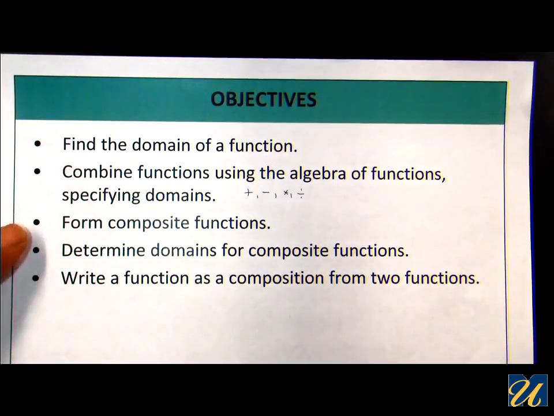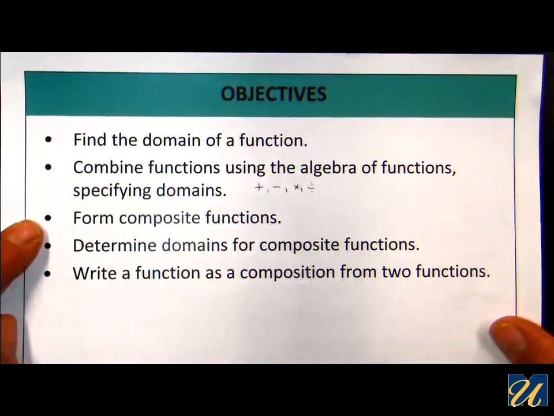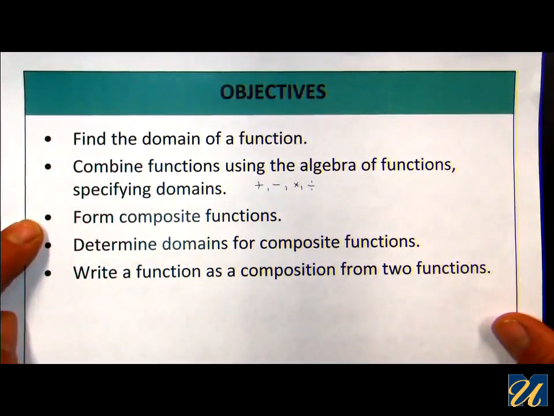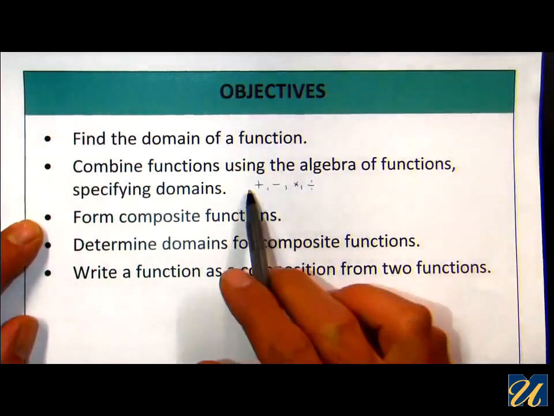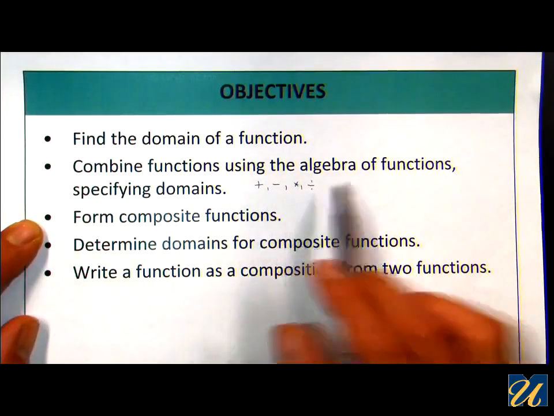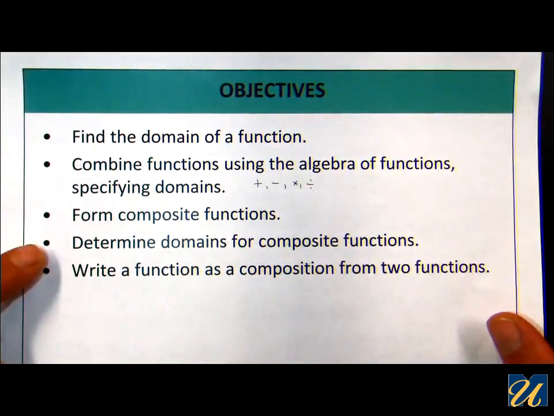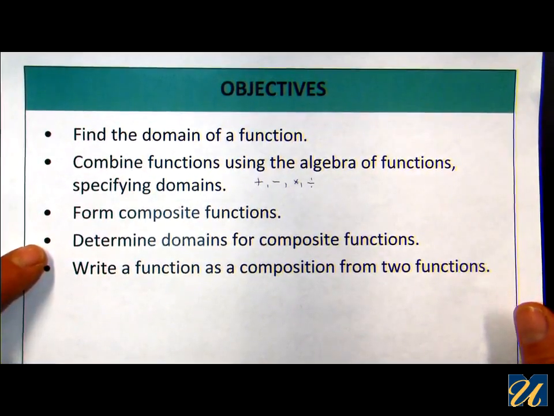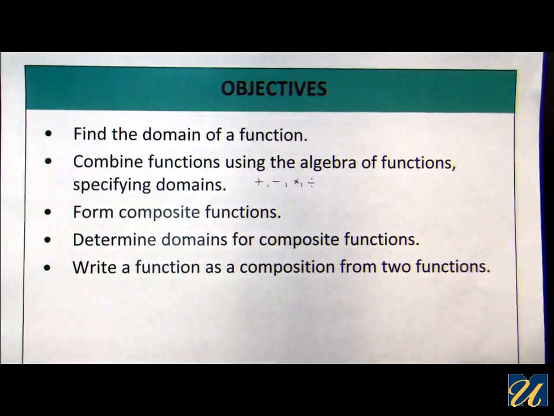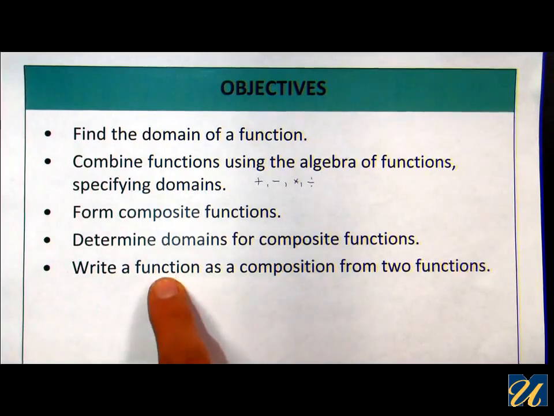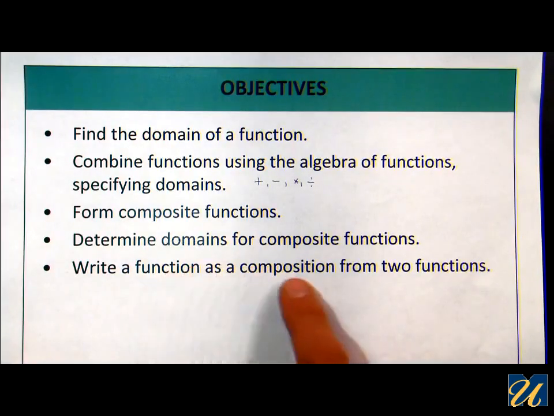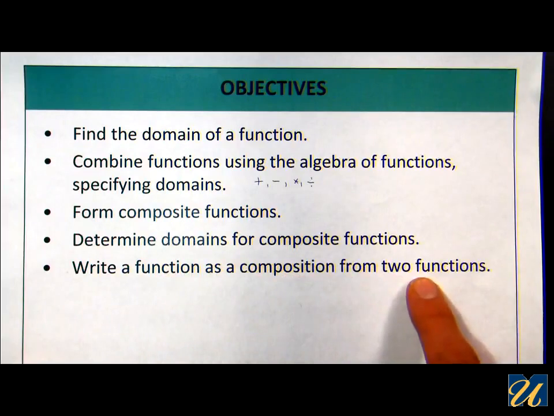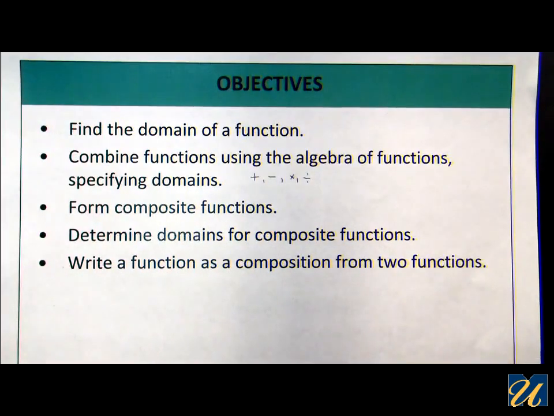Then we'll do something different, which is called composite functions. This is combining them in a different way other than add, subtract, multiply, and divide. We'll also be finding the domains for those composite functions. And then we're going to take two functions, and instead of combining them, we're going to do the reverse. We're going to write a single function and split it apart as a composition of two functions. So let's get started on that.